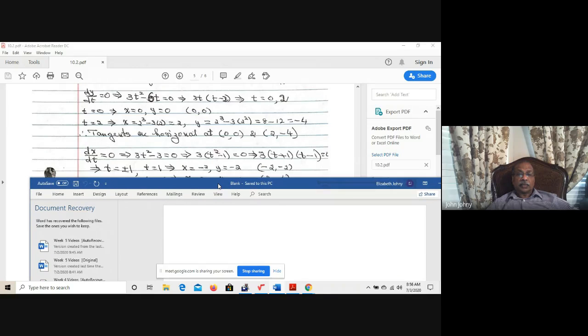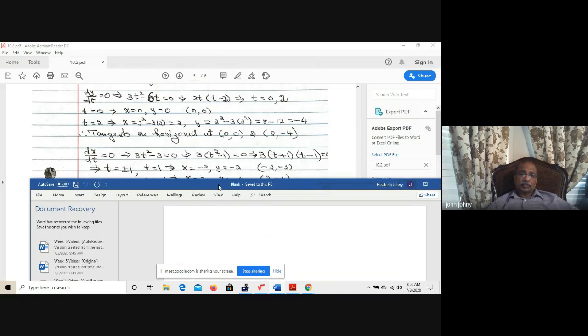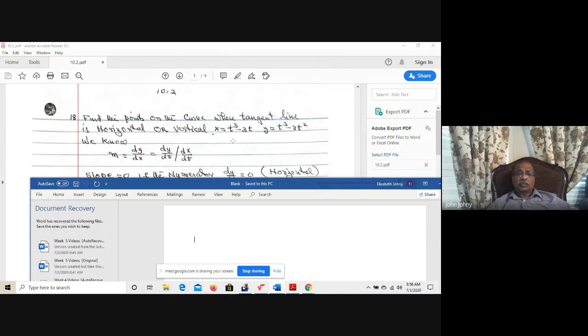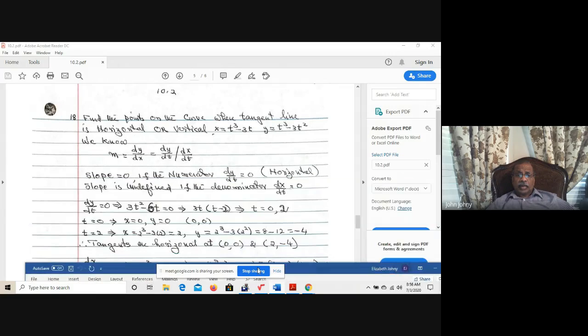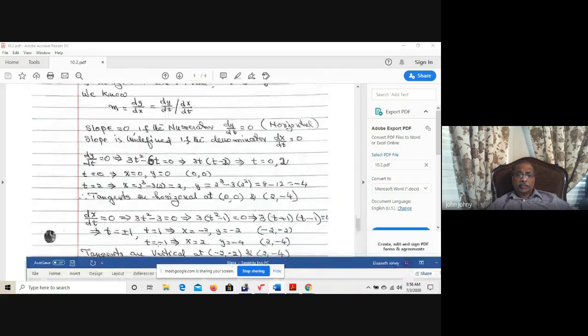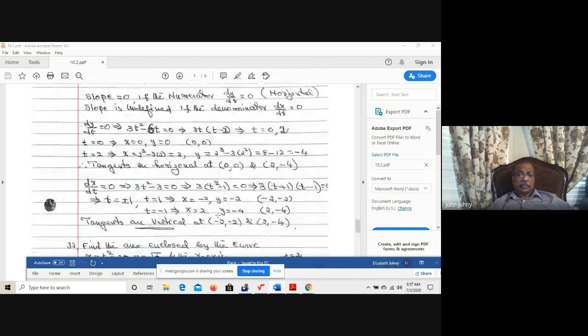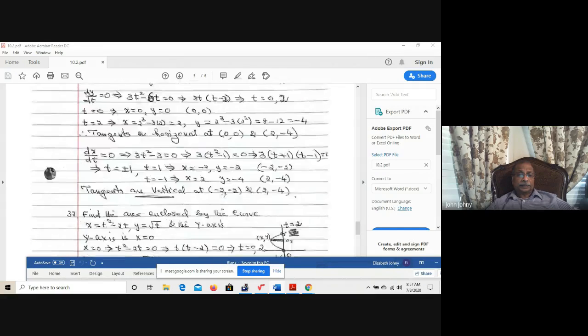T is equal to plus 1 implies x is equal to negative 2. Just substitute t is equal to 1. So when you substitute here, this is 1 minus 3, which is negative 2. And t is equal to negative 1 implies x is equal to 2 and y is equal to negative 4. You simply substitute and see it. And so the points are negative 2, negative 2 and 2, negative 4. Tangents are vertical at those 2 points.